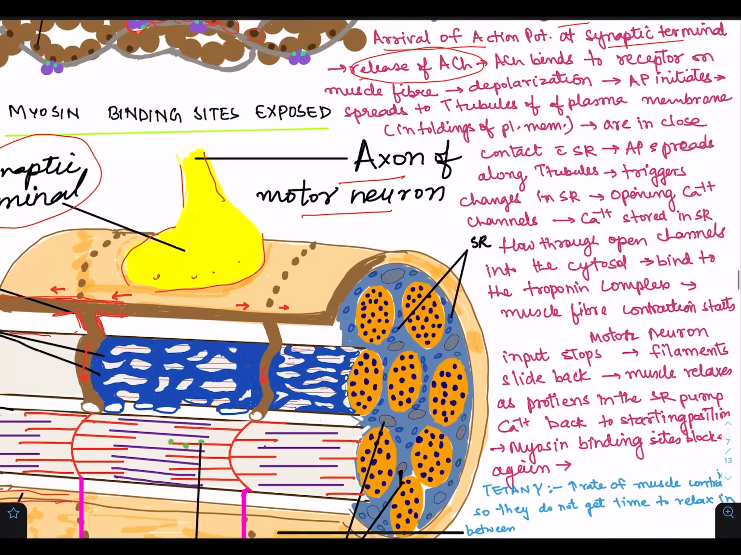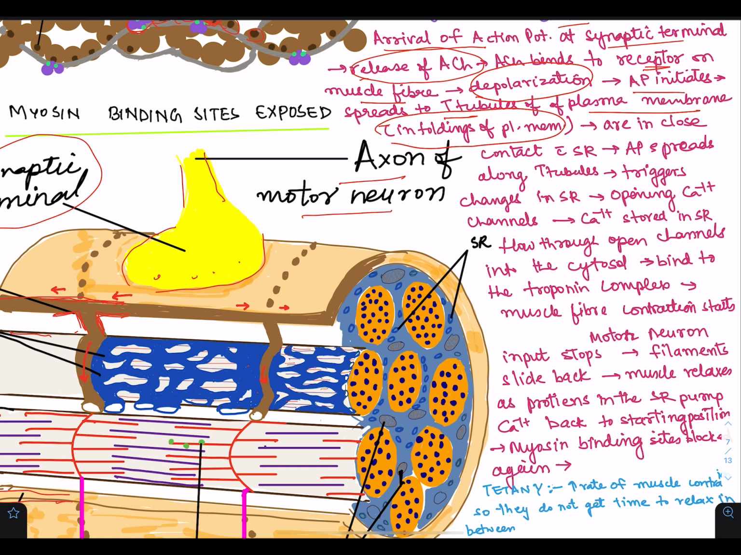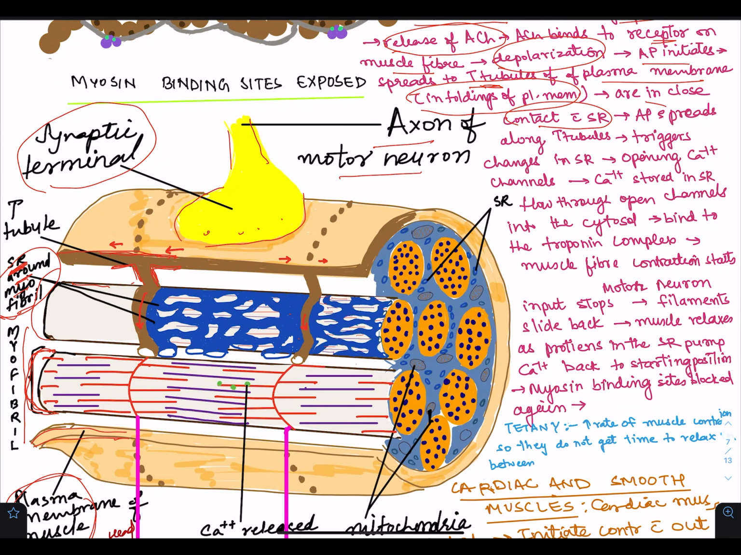Now, what happens? Acetylcholine is released, and this will bind to a receptor on the muscle fiber, and it will cause depolarization. Obviously, an action potential will initiate. It will spread to the T tubules of the plasma membrane. What are T tubules? Again, infoldings of the plasma membrane. These T tubules are in close contact with the sarcoplasmic reticulum. Here we can see the sarcoplasmic reticulum, and these are the T tubules. They are in close contact with each other.